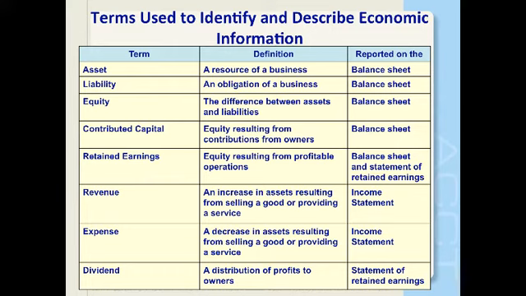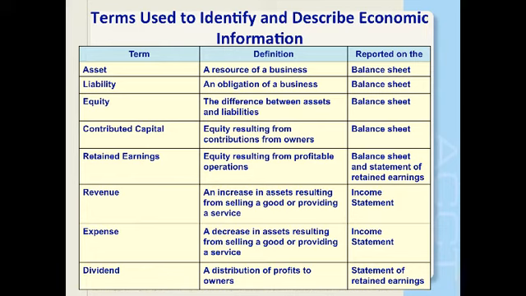A liability is an obligation of the business. It also will be put on the balance sheet, and you will learn that when I do the actual working of an exercise. Equity, the difference between assets and liabilities, is also found on the balance sheet. Contributed capital is equity resulting from contributions from owners. In other words, when owners contribute money or they leave their earnings in a particular company, and that's also found on a balance sheet. Another title used for contributed capital is common stock.